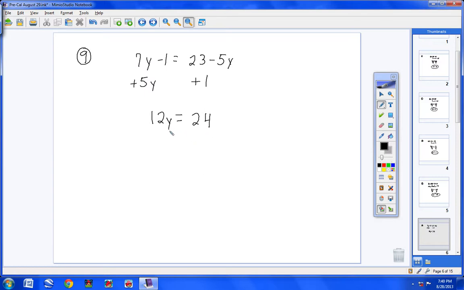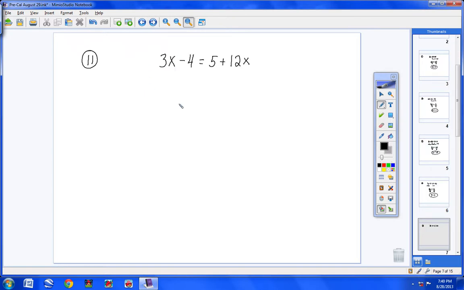All right, very good. Now, I want to get rid of my 12, so I divide one side by 12, divide the other side by 12. The 12's cancel, and 24 divided by 12 is 2. Very good. Okay, same type of problem again.